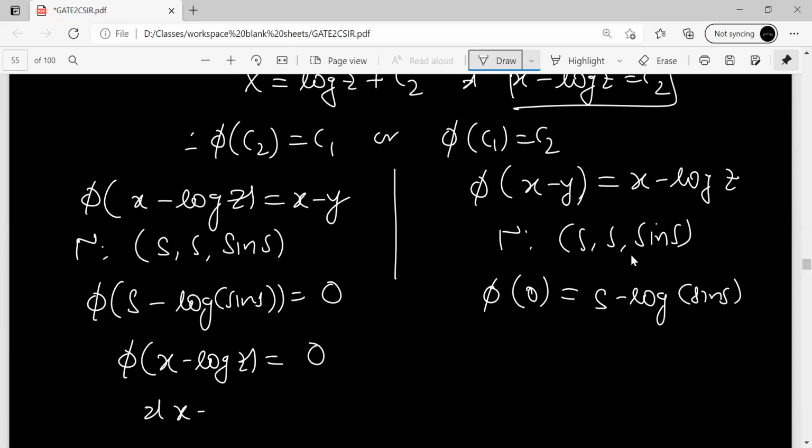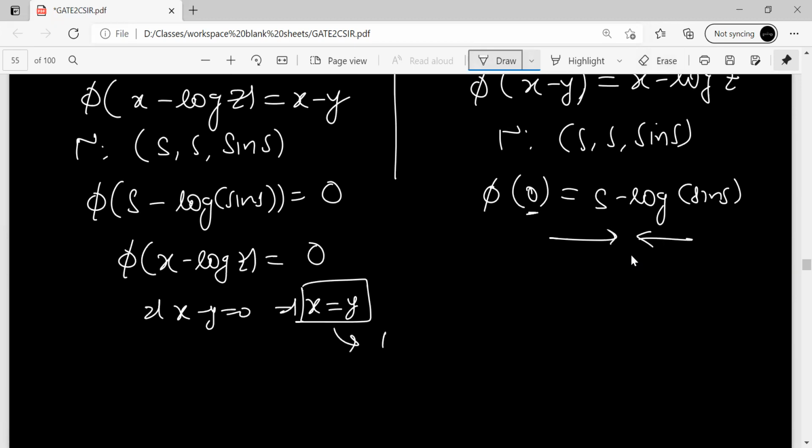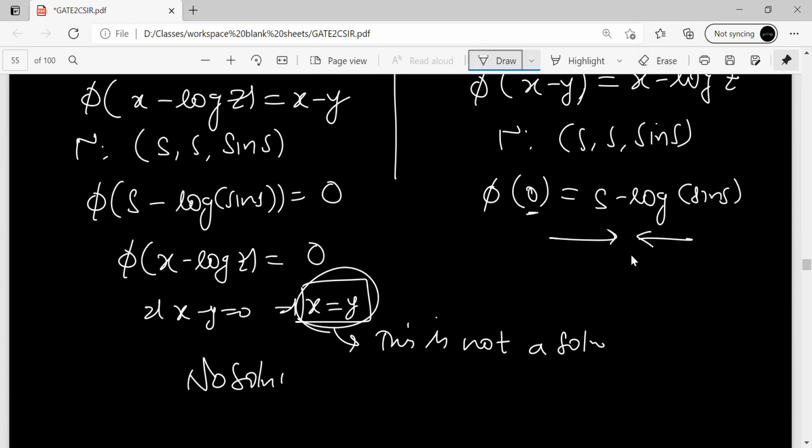So if I replace x minus log z, I'll again be getting 0. So this implies x minus y will be 0, so x equal to y. And here, phi of 0, you are saying s minus log s. Here I can't conclude anything. This condition is really absurd, because when you put something as 0, you are getting a function. So this is not possible. And from here you got x equal to y, and this is not a solution, by the way. Where is u? There is no u, so this is not a solution. In fact, whatever you have obtained will not satisfy your equation. So this equation basically has no solution, and we fixed it.